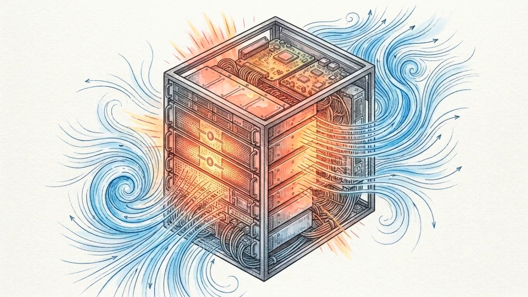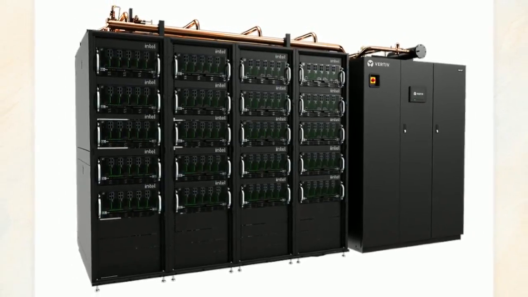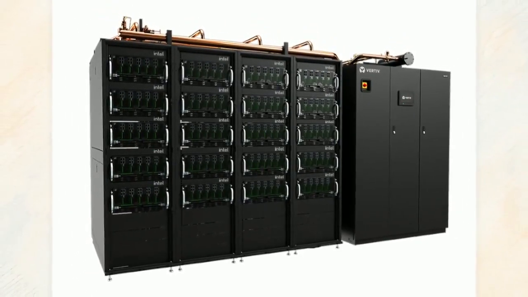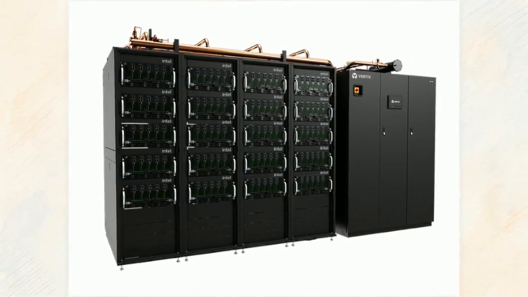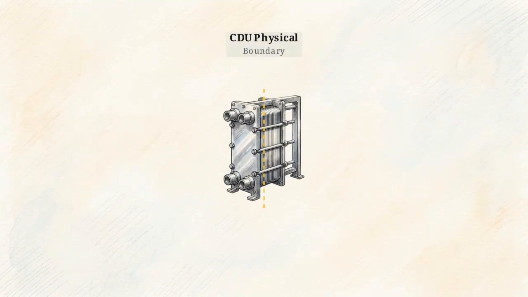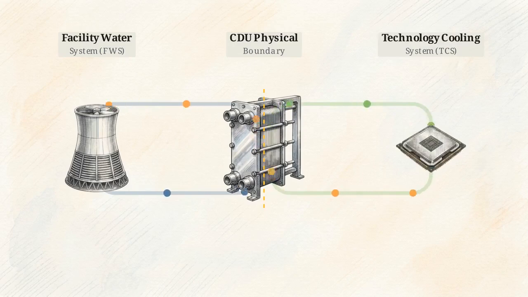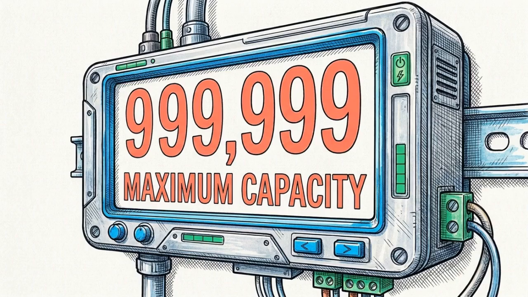As server densities scale for artificial intelligence workloads, air capture reaches its physical limits. High-density racks utilize coolant distribution units, or CDUs, to capture heat directly at the chip via liquid cold plates. The CDU acts as a strict physical boundary. It utilizes a heat exchanger to completely isolate the primary facility water system from the sensitive technology cooling fluid that physically touches the processors. The performance requirements are substantial.